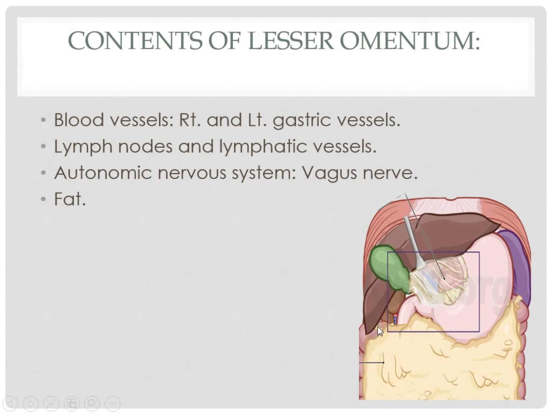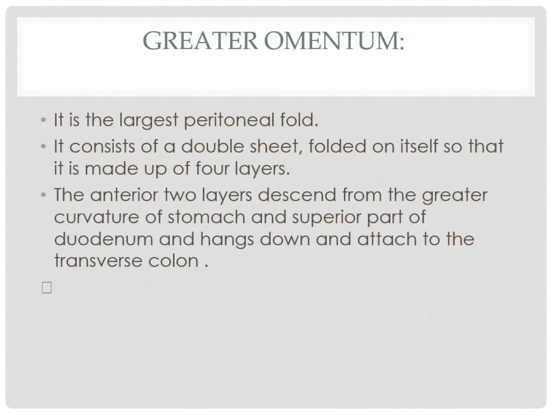What's the function or contents of the omentum? It has blood vessels, lymph nodes, and nerve. And fat, of course. It's basically fat. The greater omentum is the largest peritoneal fold. It consists of a double sheet folded on itself, so it's made up of 4 layers. The anterior 2 layers descend from the greater curvature to the stomach and the superior part of the duodenum and hangs down and attaches to the transverse colon.